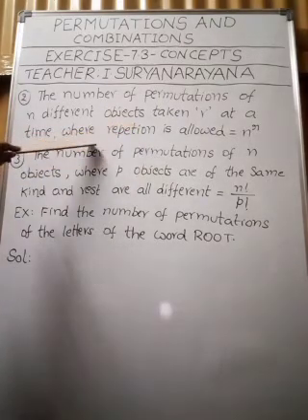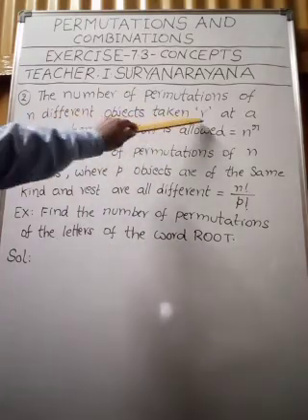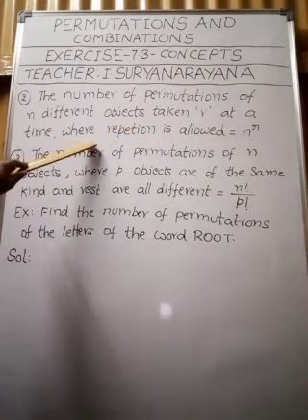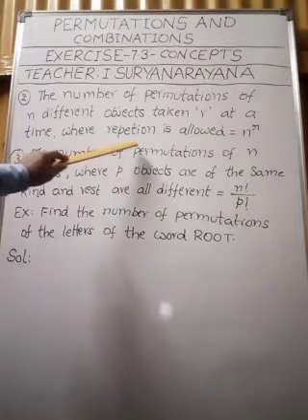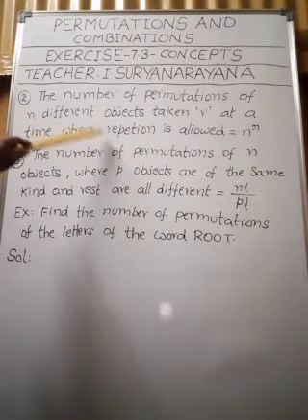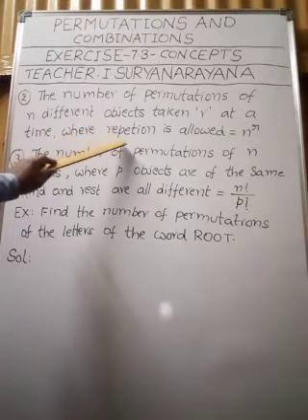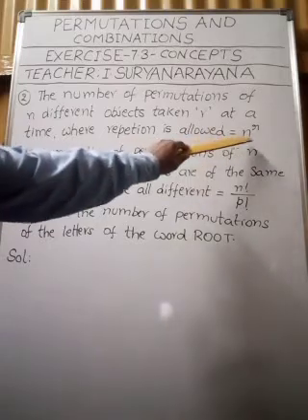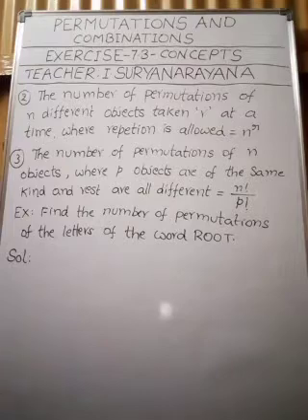You know, we take r blanks. Here, how many letters are to be taken? r. So we take r blanks. First blank can be filled in n different ways. Second blank also n. Third blank also n, because repetition is allowed. Understood this point, my children? So n into n into n, r times. So we can write n to the power of r. Understood this derivation of this formula?